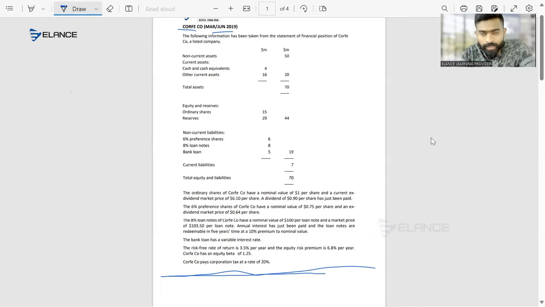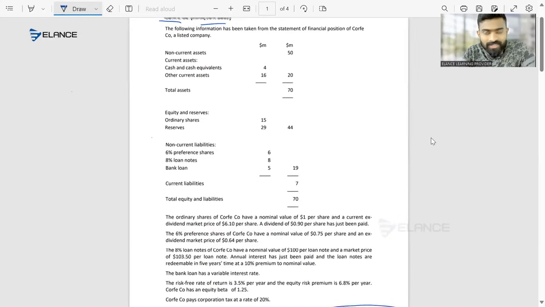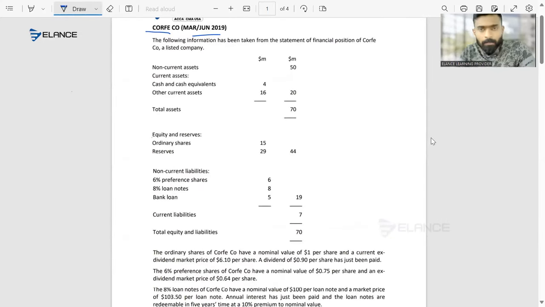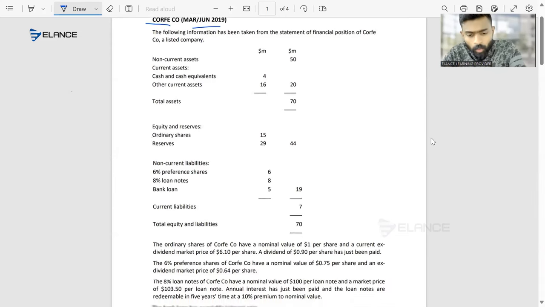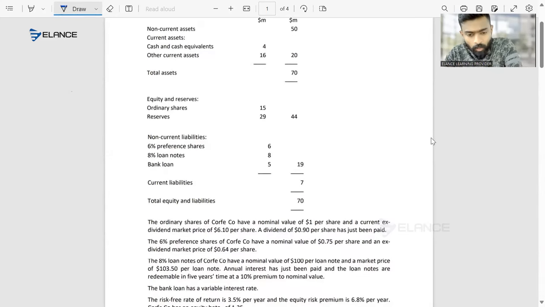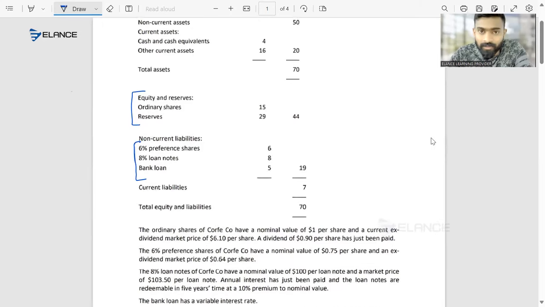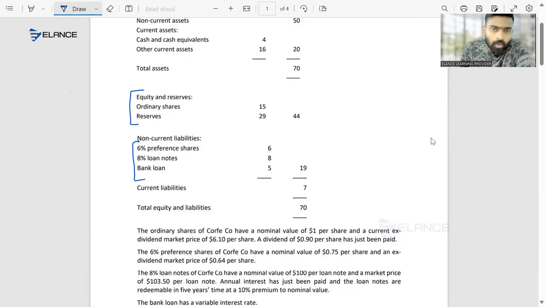Let's now practice this question. See, for a typical cost of capital question like this, the examiner might provide you with the balance sheet, SOFP. So look at the equities and liabilities side. This is the equities and liabilities side. From this, we will create a plot for our answering. From this data, we can create a plot.